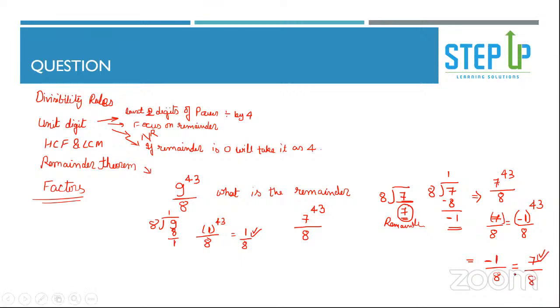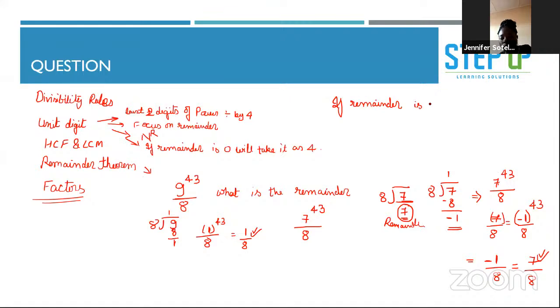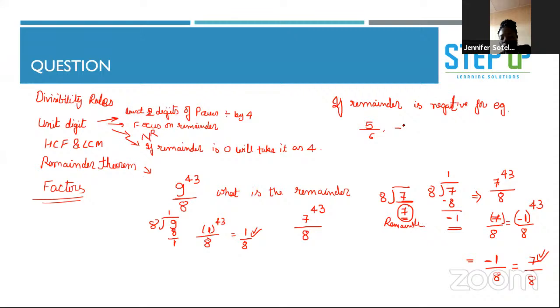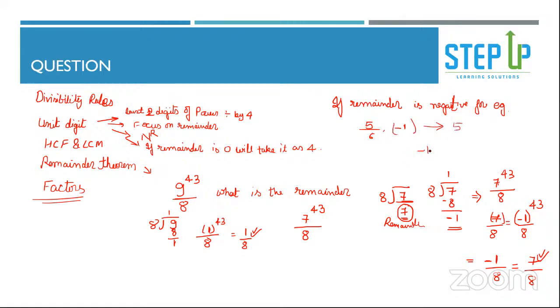Okay, simple rule. If remainder is negative, for example, if we are dividing 5 by 6 and we are getting -1, our final answer will be 5. So -1 is equivalent to 5, 5 is equivalent to -1. I hope it is clear, right?